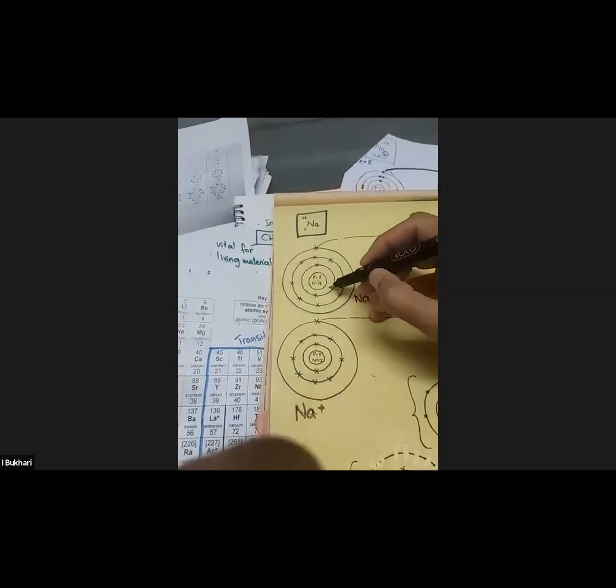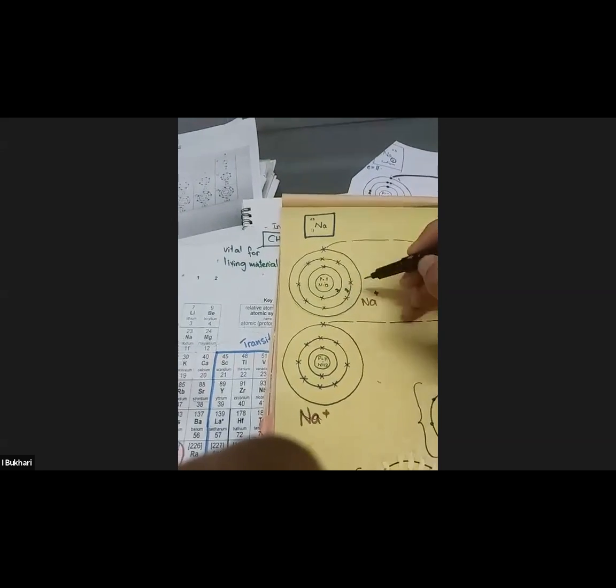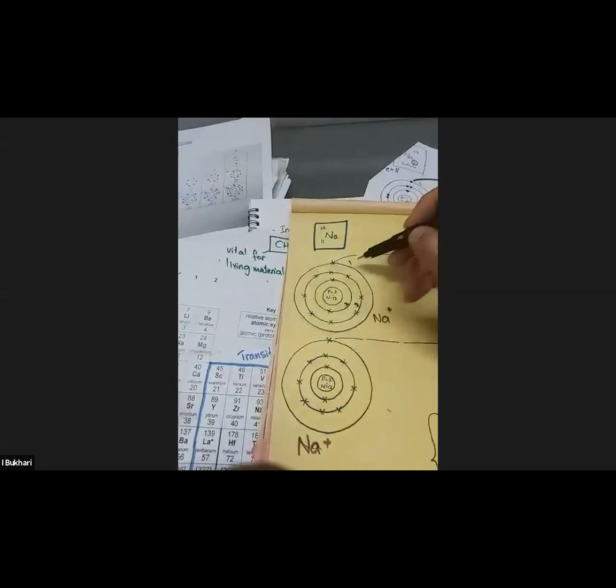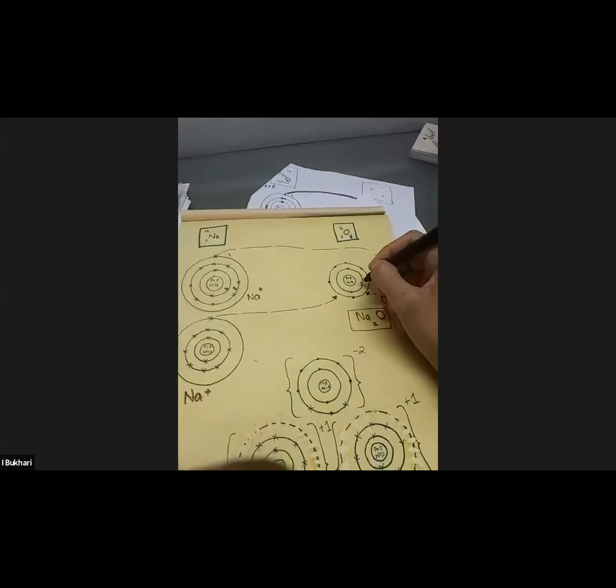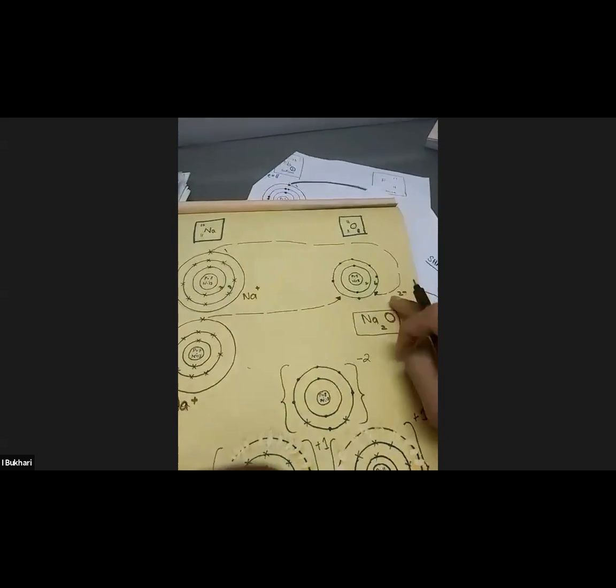So this is my diagram, okay? Again, 2 in the innermost, 8 in the second, 1 in the outermost, it lost, gave it to oxygen, right? Now remember, oxygen has 6 in its outermost. Why? Because oxygen is in the 6th group.